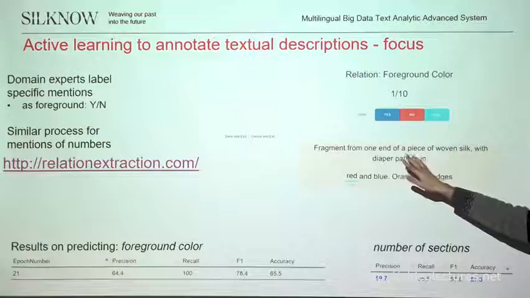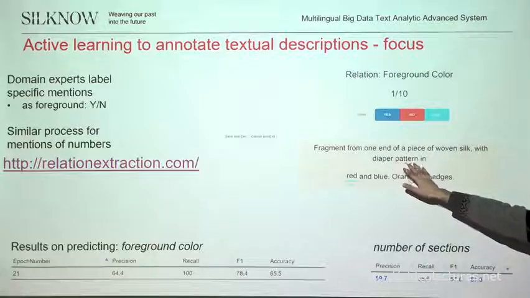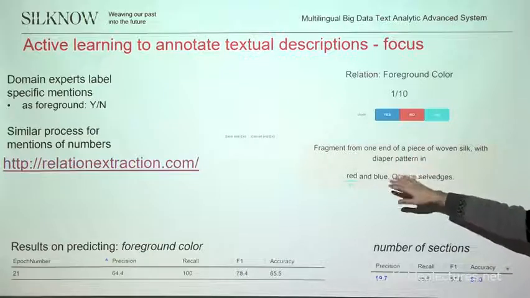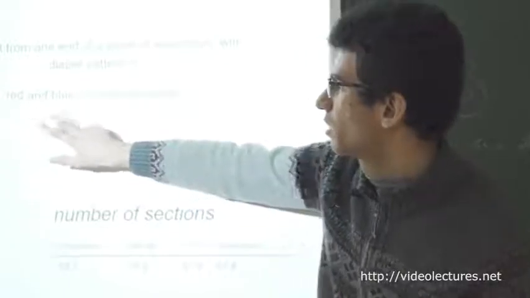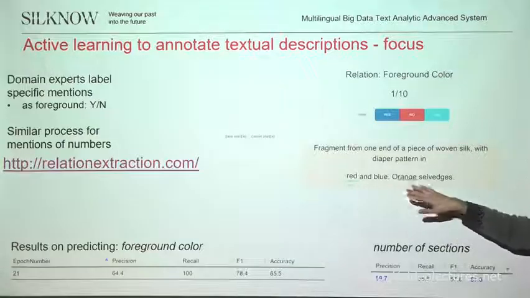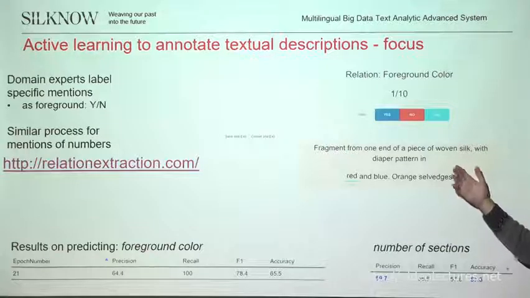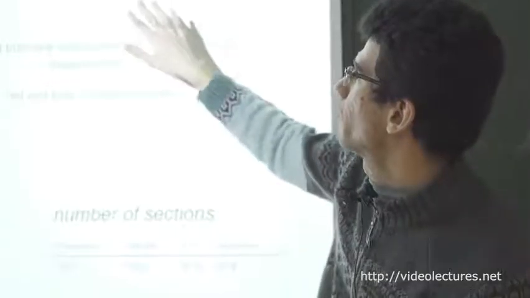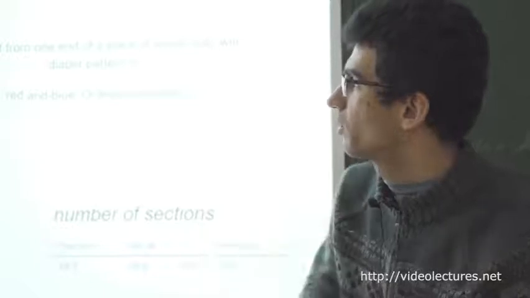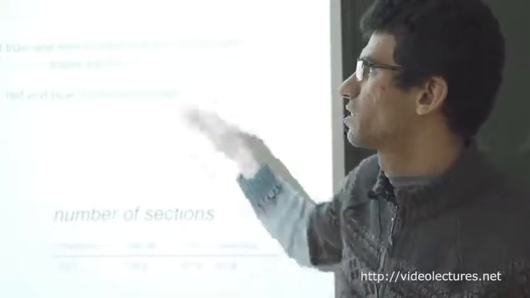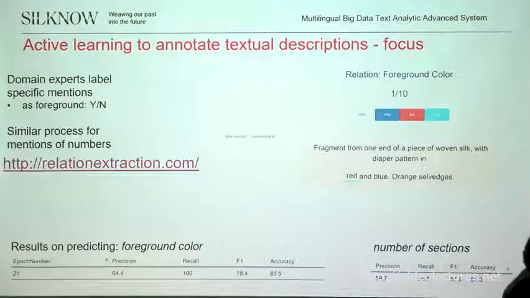So for that we prepared another interface, where the annotators have an example with the same similar color annotated here. And here the annotator has to answer whether this color represents a foreground color or not. So before it was more multiple choice based on the label, whereas here we have only a yes/no question.